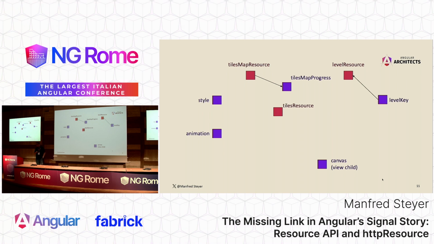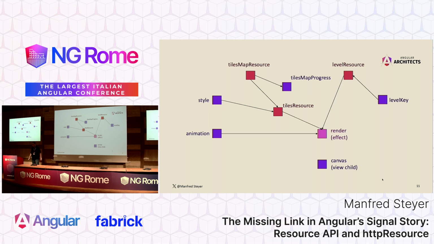What is the tiles resource doing? Well, this is funny. It takes the whole tiles map. It takes the style, like overworld or underground, and then it extracts the right tiles from the tiles map by calculating the offset. And all of this now is going into an effect, into my rendering effect.